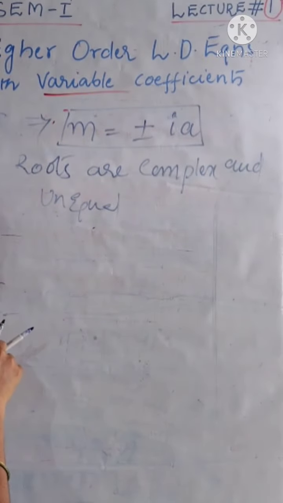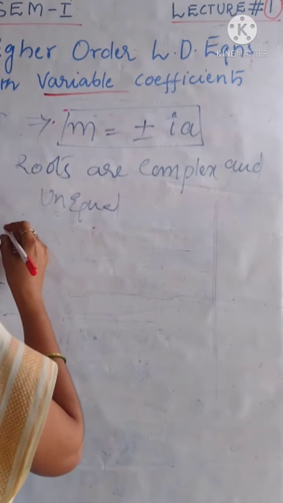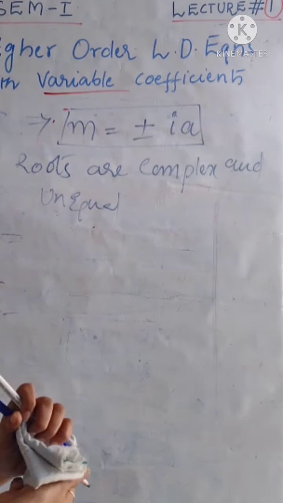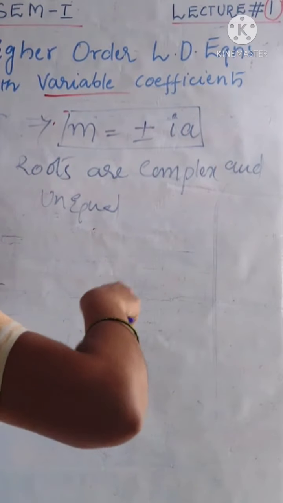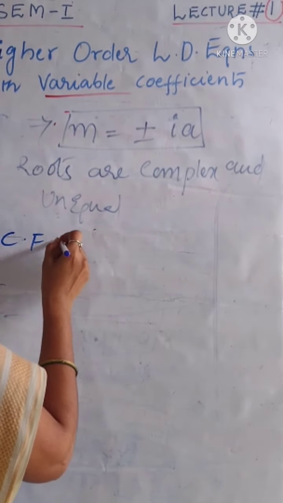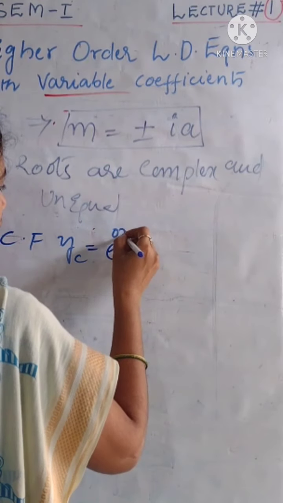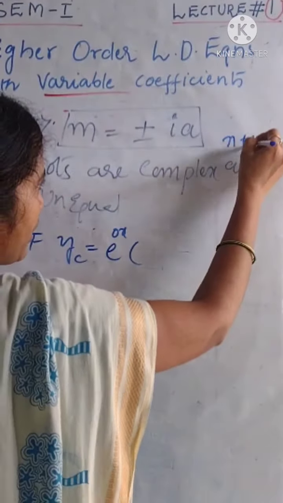By taking algorithm 1 in unit 3, the complementary function can be written as yc is equal to e power 0x into, because it is in the form of x plus iy, the real part is 0 here and the imaginary part is a.